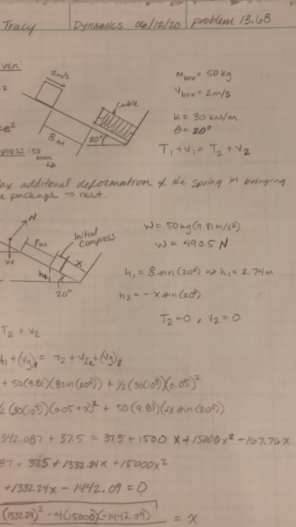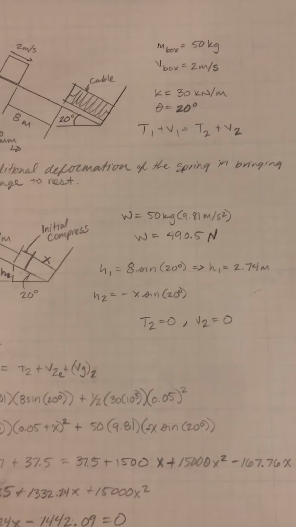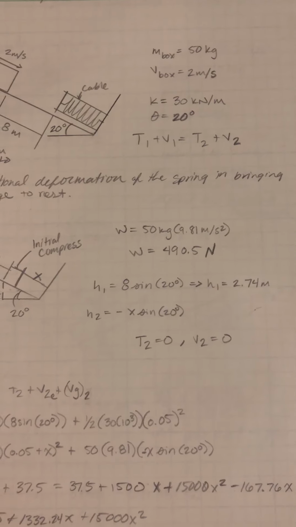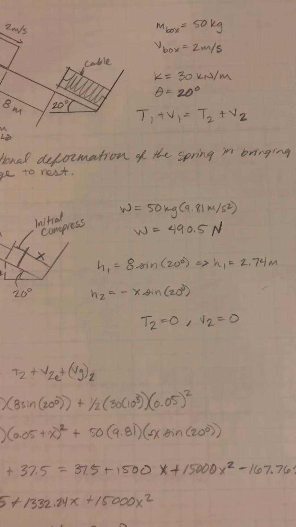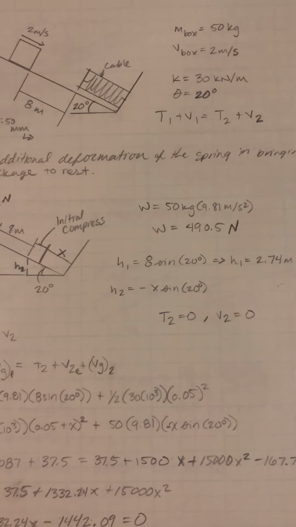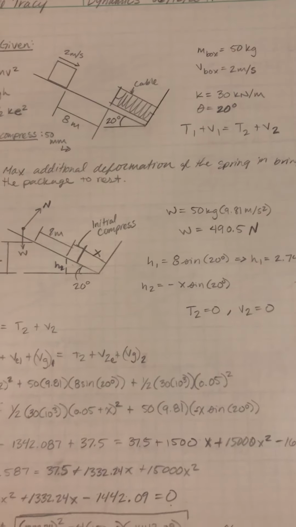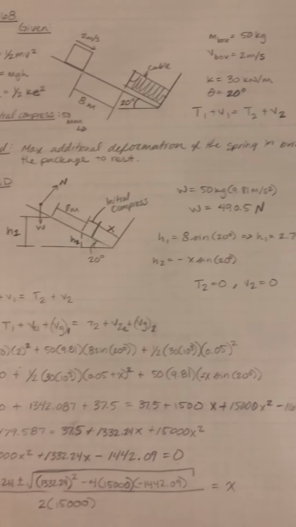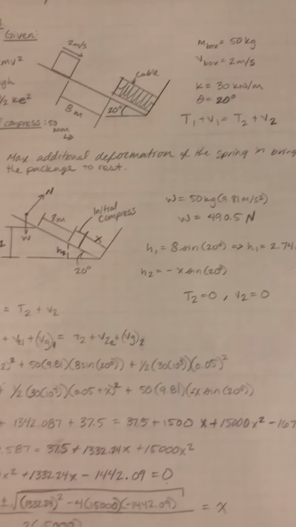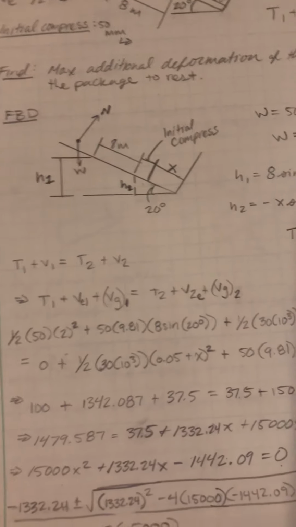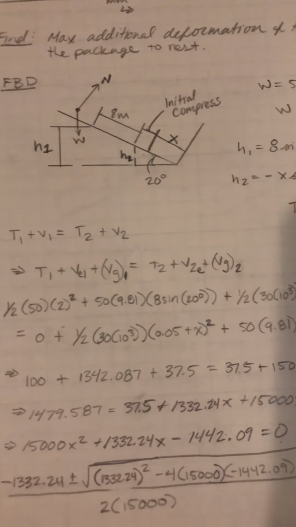So first, finding a few simple things such as the height at position 1 and the height at position 2, and of course the weight of the box itself. Using this information, we can move into the T1 plus V1 equals T2 plus V2 equation.